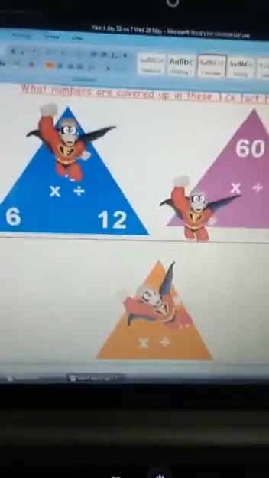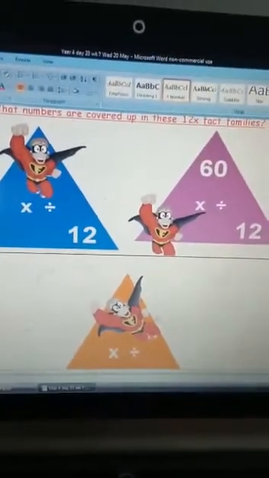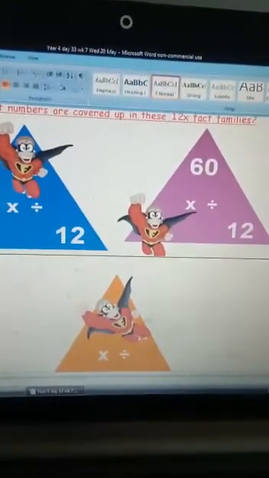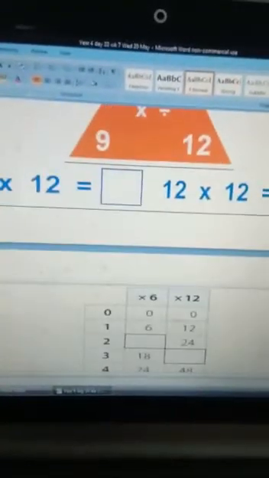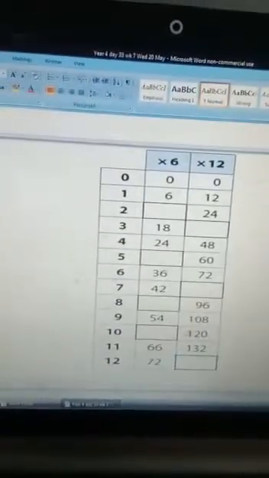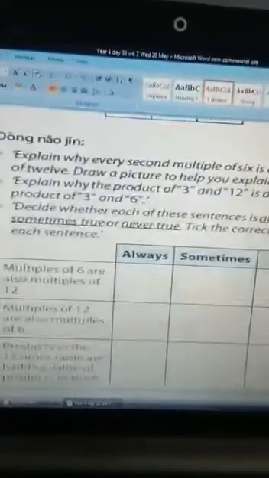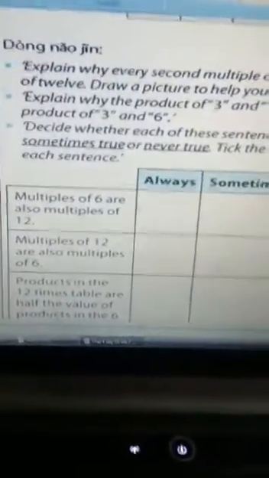Okay, and then you've got some quick fire 12 times fact families, looking at these sums and seeing what is the missing number that's been covered up. And then you've got a couple there, so quick fire. Then we've got some of these relationships with the 12 times and the 6 times, and see if you can follow some of those questions. And then tick these boxes for these 3 areas.